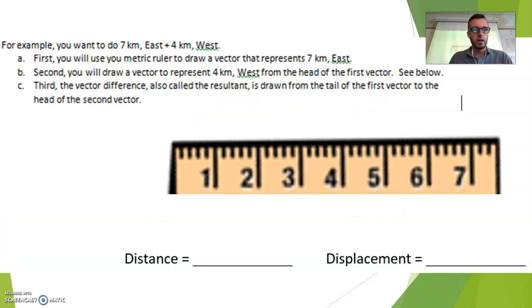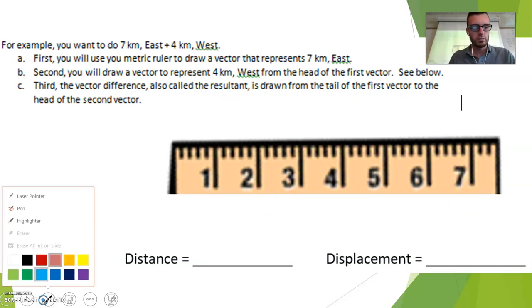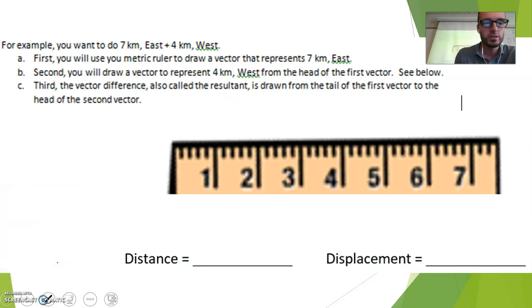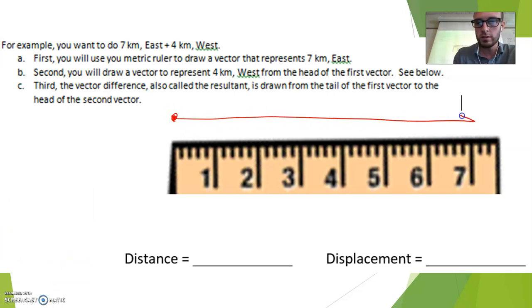So let's go to the next one. You want to do 7 kilometers east and 4 kilometers west. So let's consider how the head-to-tail method informs us here. We want to do 7 kilometers east. So I'm going to start here. I'm going to go 7 kilometers east.